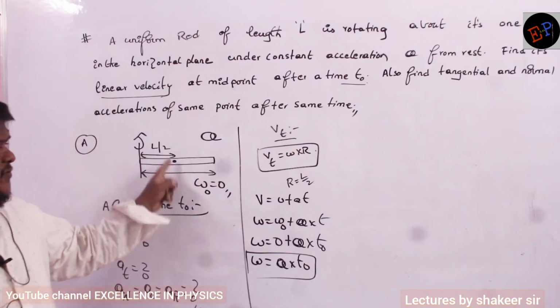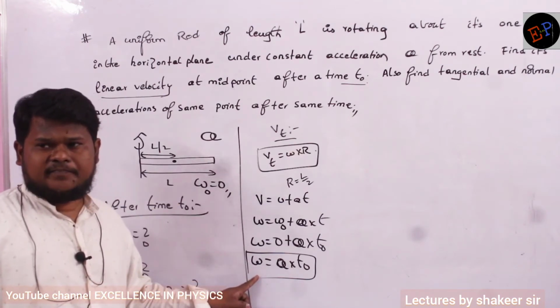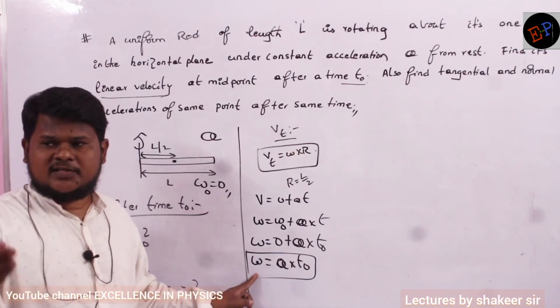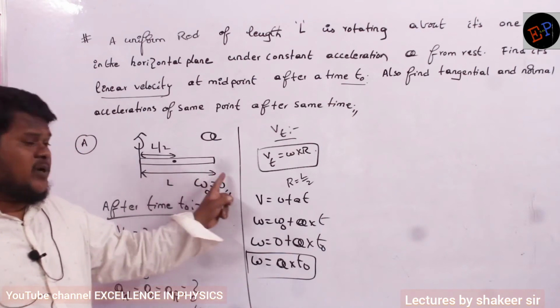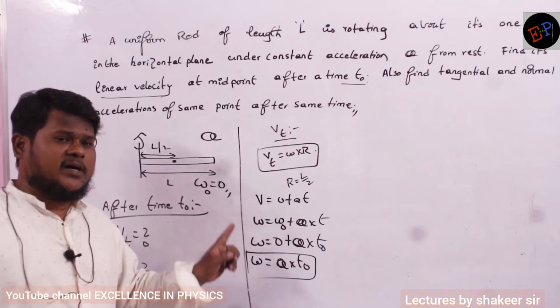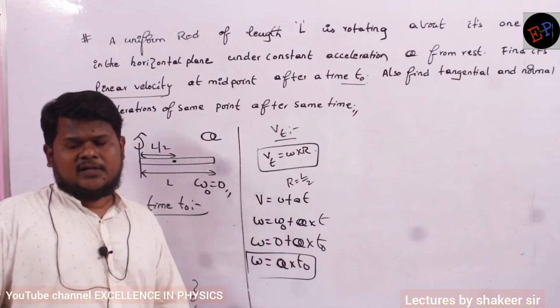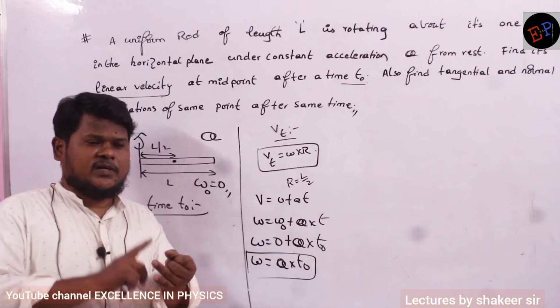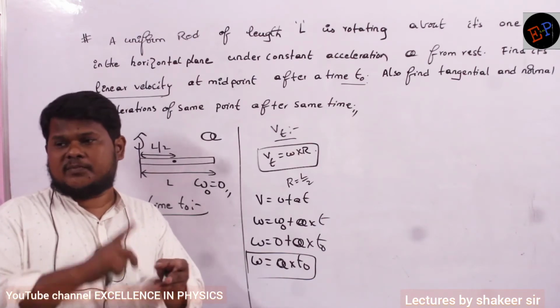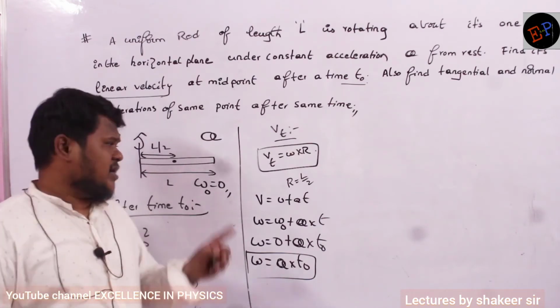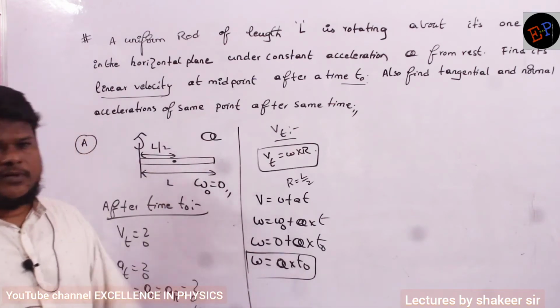And we studied that every point will have the same angular velocity, no? In rotational motion, what are the similar points? Every point on the rod will have the same angular velocity. Alpha values are the same, omega values are the same, angle covered is the same, time taken also is the same. So every point will have the same angular velocity.